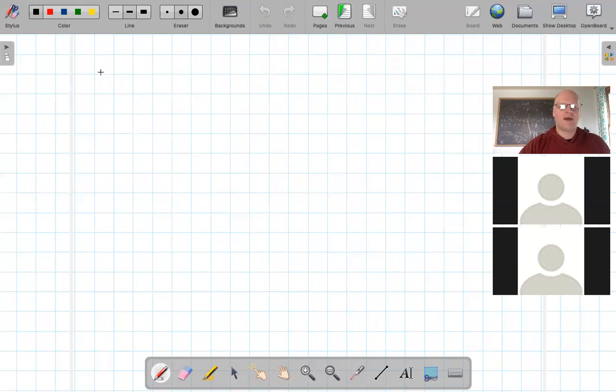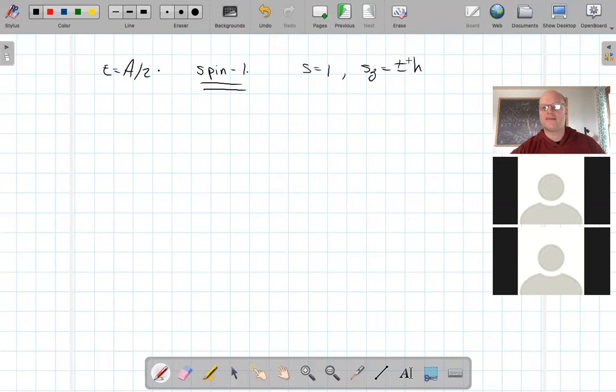So again, when the energy was equal to a over 2, what we find is that this corresponds to a spin 1 particle. And it corresponds to a spin 1 particle because we found that S was equal to what? 1. And simultaneously, m_z was either equal to plus or minus h bar, which means that this thing truly is a spin 1 particle.